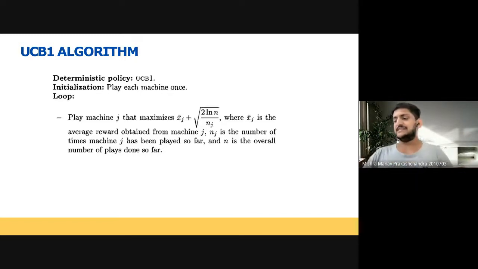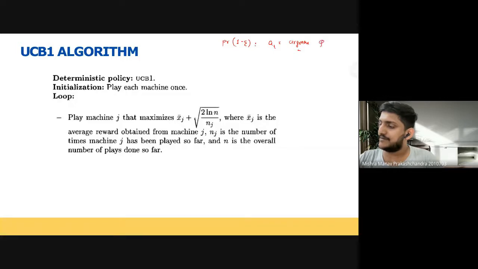So here, in epsilon greedy, you do something like this. With probability 1 minus epsilon, the action that you select is argmax over A of whatever Q star that you have accumulated till that point.